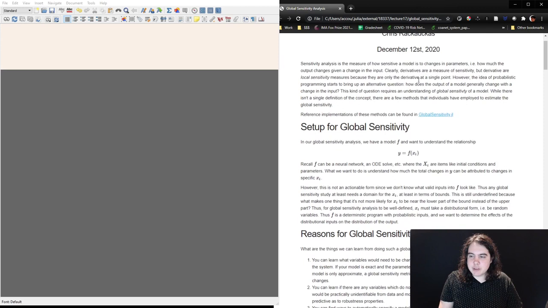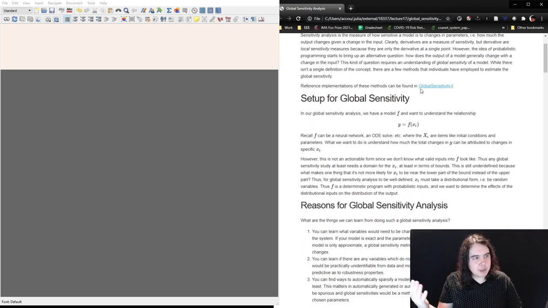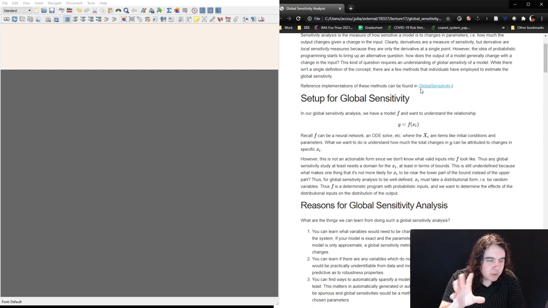So the setup for global sensitivity analysis is that we have a function f. This function f is our model, right? It could be an ordinary differential equation solver, like what shows up in a lot of our cases. And what we want to do is understand the relationship y = f(x_i), where the x_i are some inputs. There's just a bunch of them, and you want to know how an output changes with respect to an input. Like in the ODE solver sense, f can be the ODE solver, and all of these x_i include things like the initial conditions and the input parameters to the solver. And what we want to know is how to reflect those changes, the total changes in y, back to changes in these inputs to our simulator.